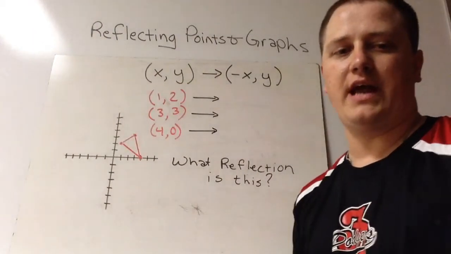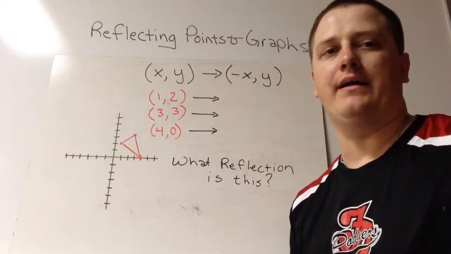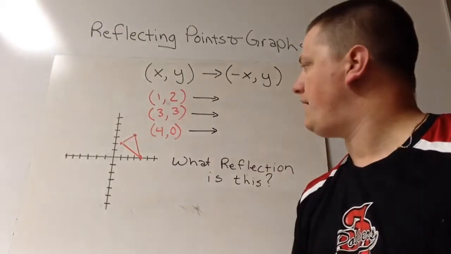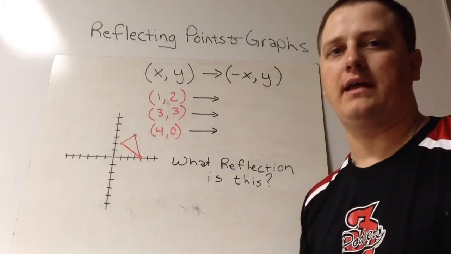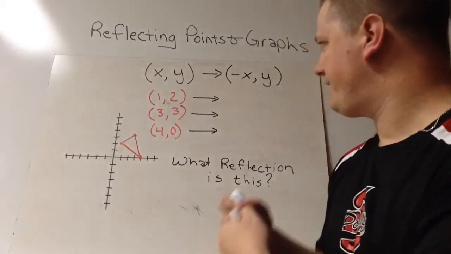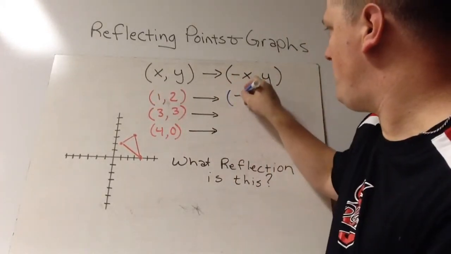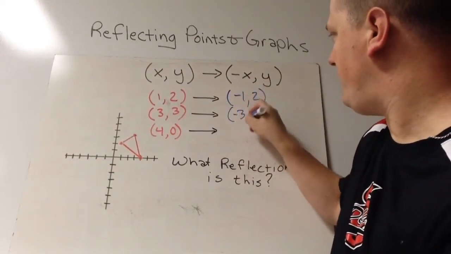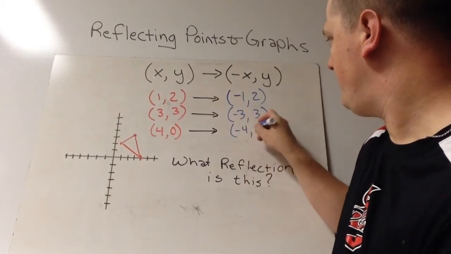So reflection happens from basically turning your x or your y negative. There are other ways to do it too, but this is the main way. So what we're going to do is, first one, we're going to turn the x negative and see what type of reflection that is. So negative x means negative 1, y stays the same at 2, negative 3, 3, and negative 4, 0.